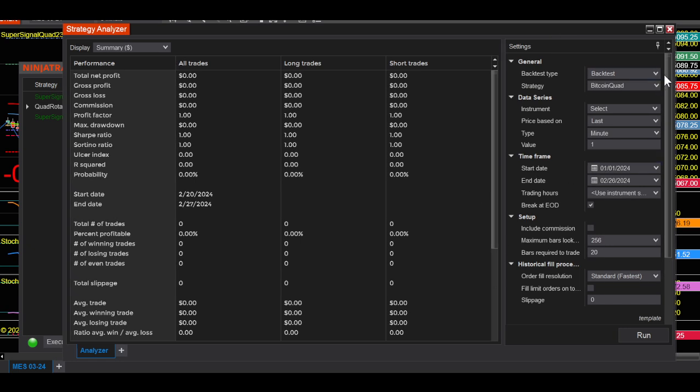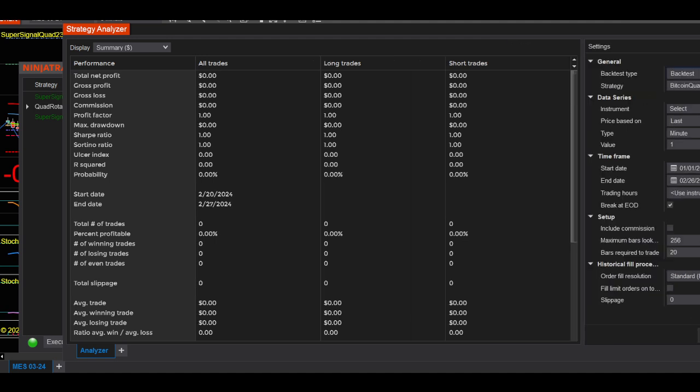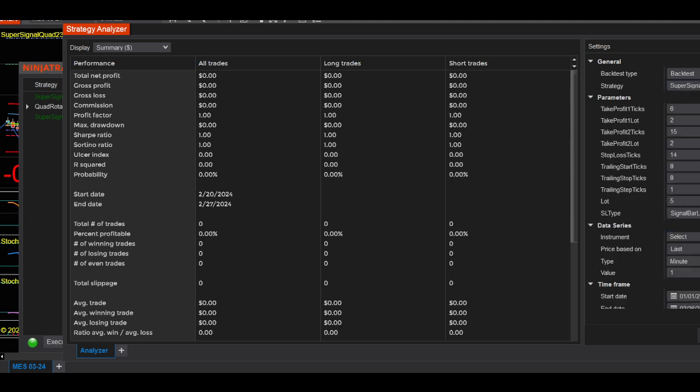let's say, what if we just let this thing run on our prop account and see what would happen. So we're going to put on a backtest mode. We're going to put down quad rotation 23, and these are the defaulted ones. But we're not going to use the defaulted ones. I want to give you some new ones if I can.